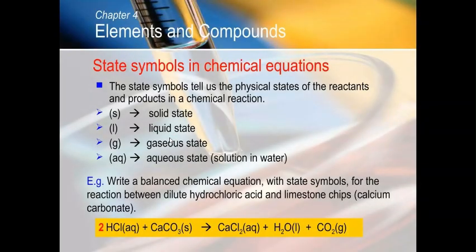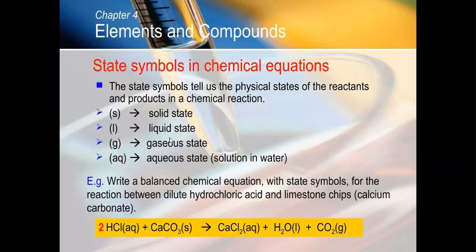So first of all, let's look at one of the most important fundamental concepts, which is state symbols in chemical equations. The state symbols tell us the physical states of the reactants and products in a chemical reaction. For example, we have S, which is the solid state, L, which is the liquid state. Sorry for that, it's not I, it's L. We have G, which is the gaseous state, and we have AQ, which is very popular, the aqueous state or solutions in water.